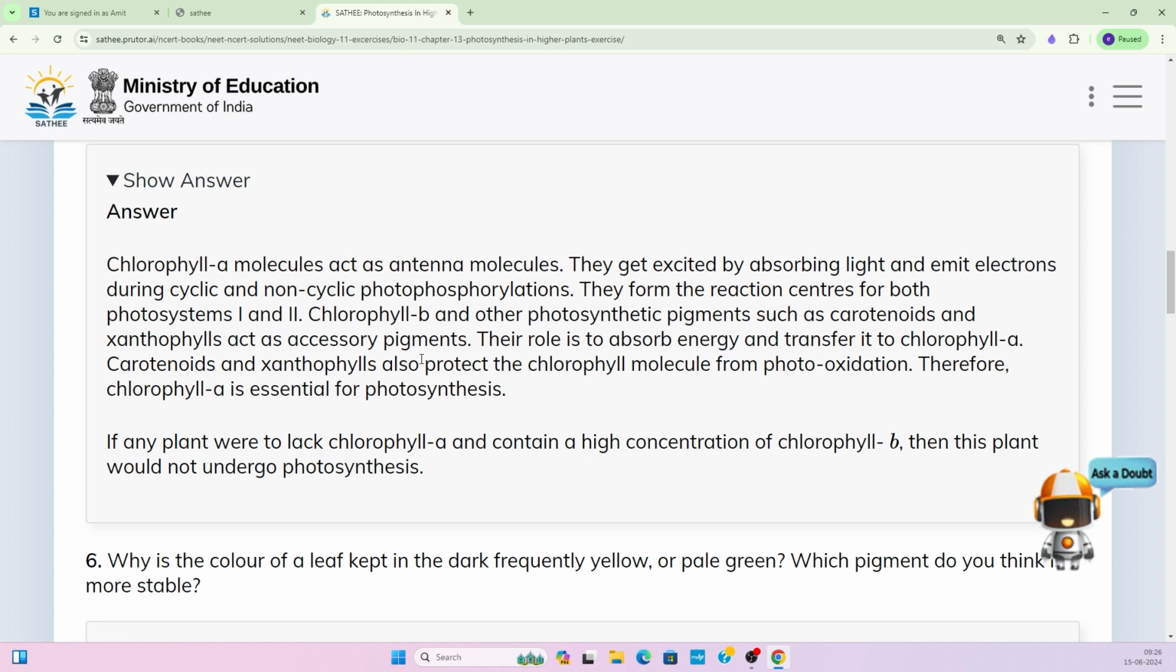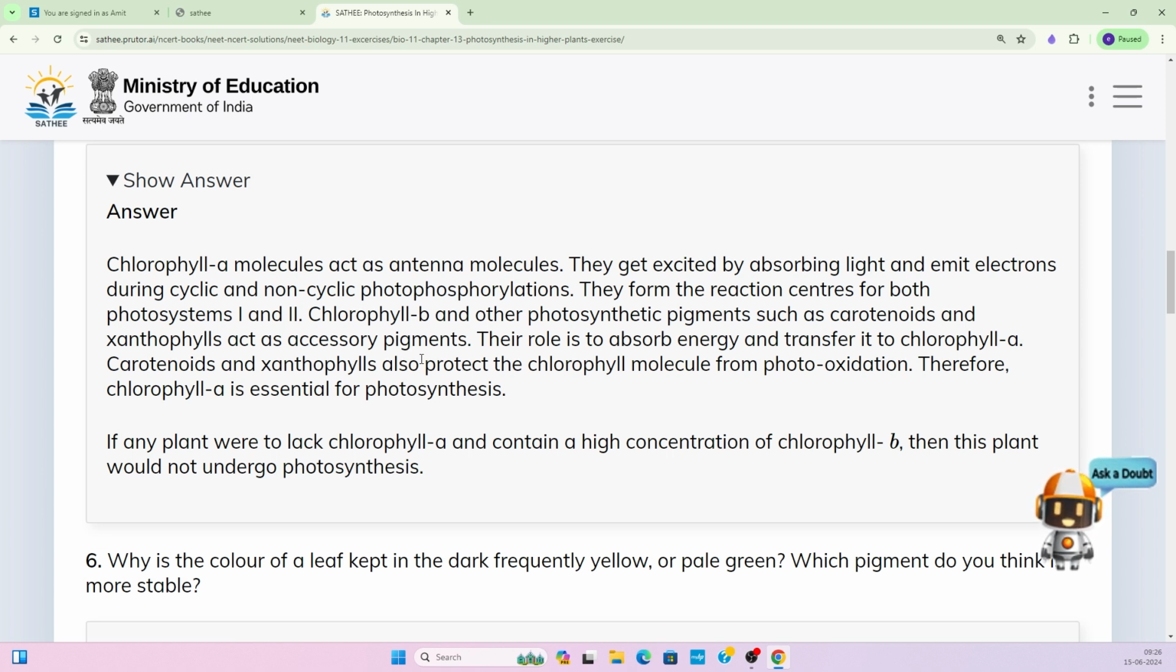The non-cyclic photophosphorylation includes both photosystem 1 and photosystem 2, whereas the cyclic one only contains photosystem 2, right? They form the reaction center for both the first and second photosystem. In the center there is a chlorophyll A molecule for both photosystems. Whether it is photosystem 1 or photosystem 2, the reaction center is made of chlorophyll A molecule.